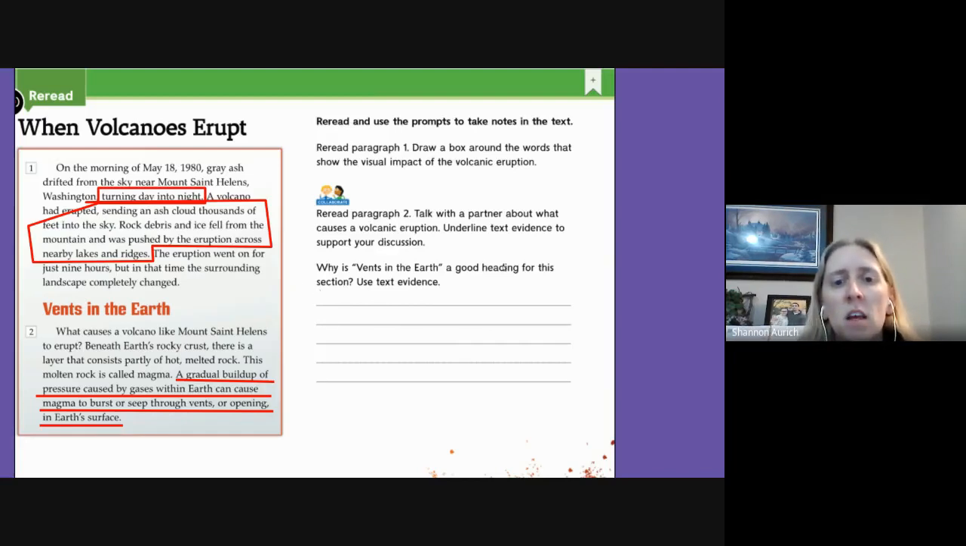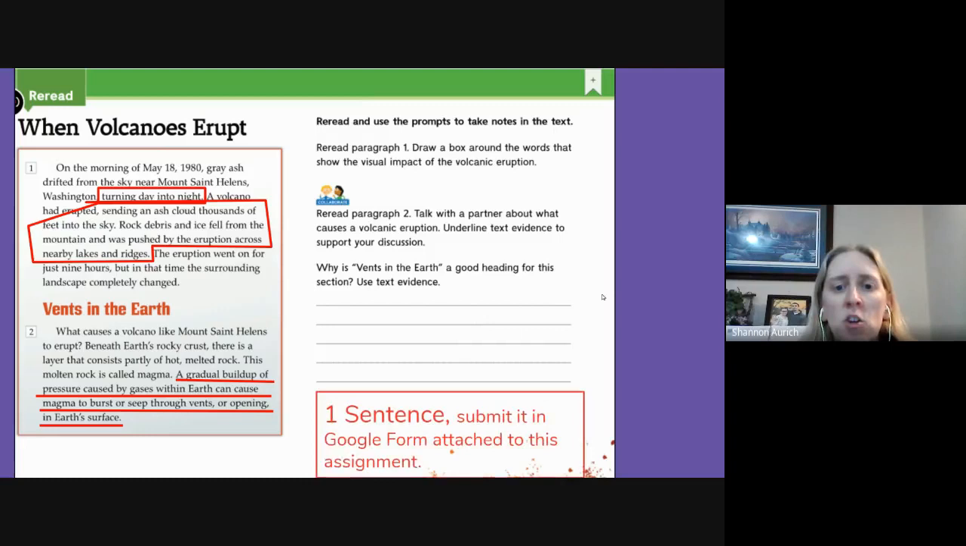surface. And then the last part right here, why is vents in the Earth a good heading for this selection? Well, if you think about it, vents in your house let warm air come through them to heat your house in the winter. And if your house has central air conditioning, those vents allow for cool air in the summer to come into your house. So if you think about vents in the Earth's crust, it allows those gases within the Earth to burst through or seep through, just like air comes through the vents in your house.